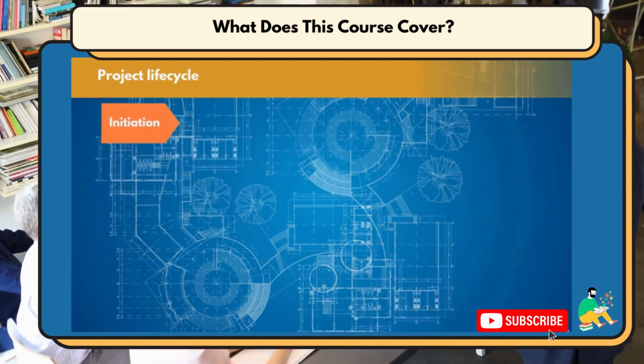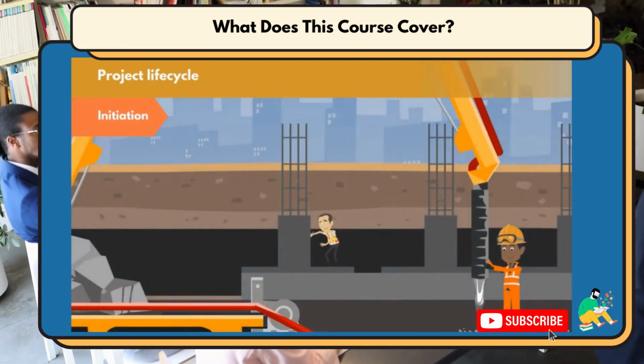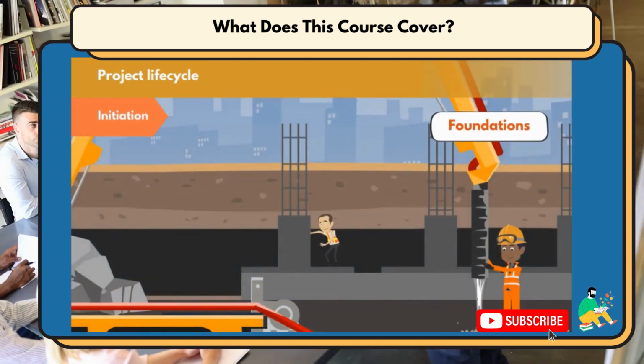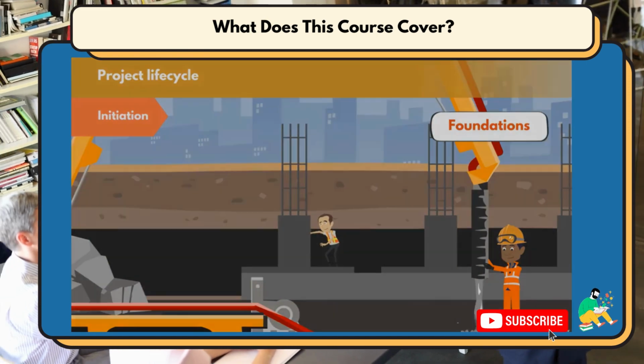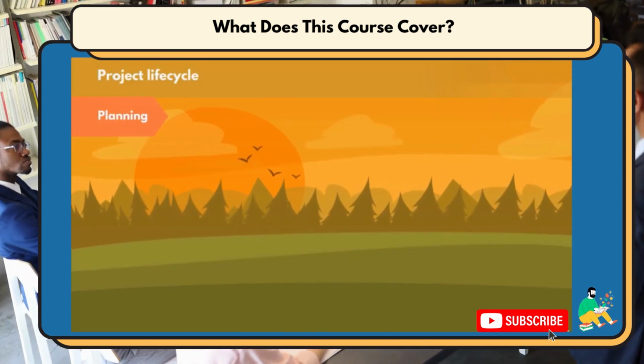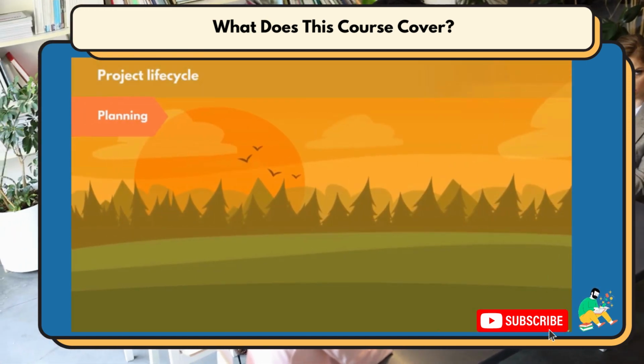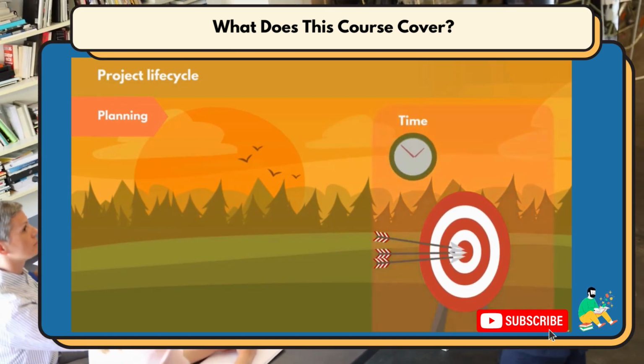During initiation, the foundations of a project are laid. The idea is analysed and then validated. The planning phase allows us to diligently prepare each detail to successfully accomplish the project goal within the given time and budget.